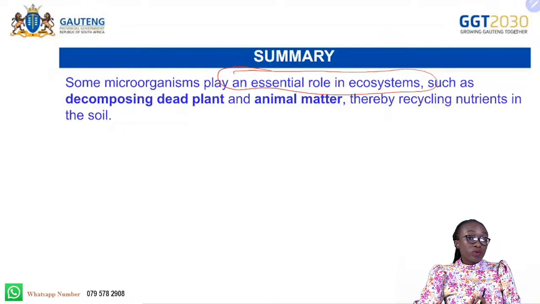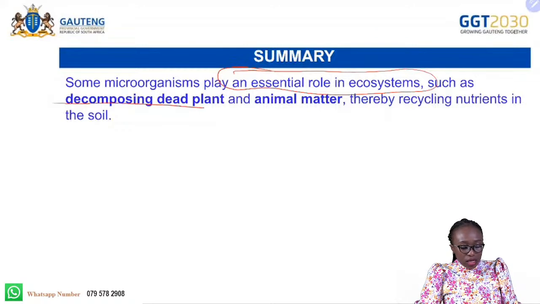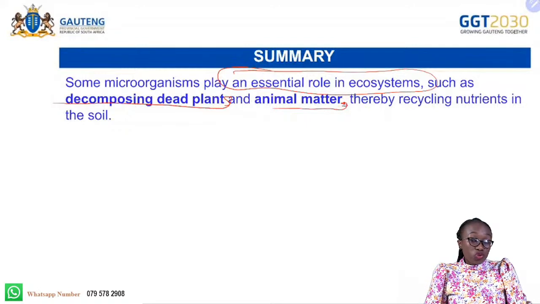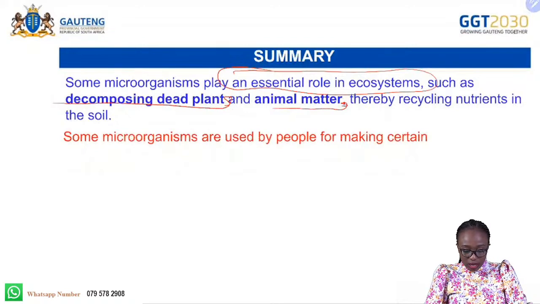We know that both the biotic and abiotic factors of an ecosystem play important roles, and one of them is decomposing the plant and animal matter, thereby recycling nutrients back into the soil. What does this help with the soil? It helps the soil to become very fertile. So microorganisms play essential roles in this. And some microorganisms are used by people to make certain foods and medicines.